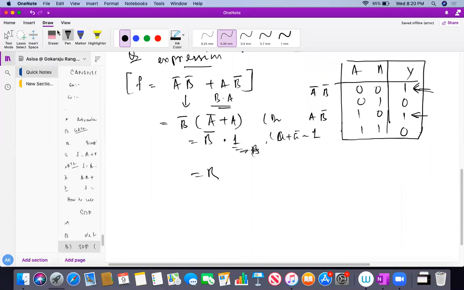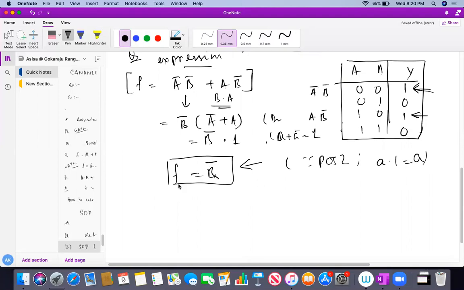Okay, all of you understand, students? Very simple, nothing else. So I have just solved it to the B. So F, my SOP, is simplified to B. Okay, sorry, B bar. B bar and A. So I have used postulate number 2 and I have got that. A and 1 is A. So I got F is B bar.